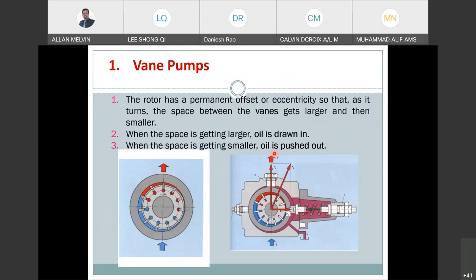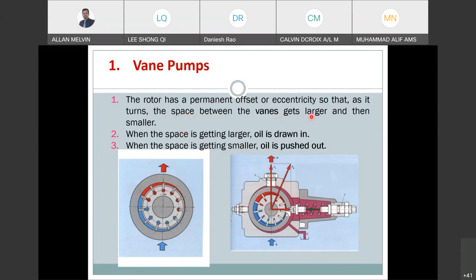So for the vane pump, I will just explain briefly the arrangement inside. You have inputs coming in, and you have a pump. You can see here, this is the supply and also the pressure. Once the hydraulic fluid comes inside, you have some space. The rotor has a permanent offset or eccentricity, so as it turns, it will continuously turn, because you can see you have space here at the sides. As the fluid comes in, it will turn.